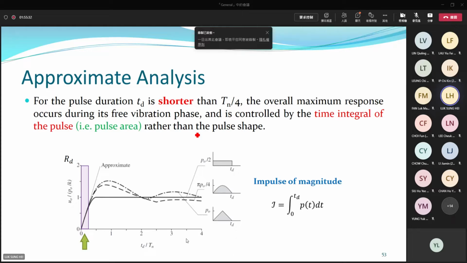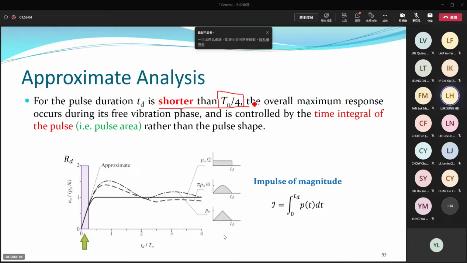When you want to consider a pulse, if you really want to find out the maximum displacement, here we introduce one approximate analysis method. You can roughly estimate the response displacement of a structure, provided that the pulse duration is short. How short is short? Suppose we consider a pulse with duration shorter than 1/4 of the natural period of a structure. This is the criterion for using this approximate analysis.